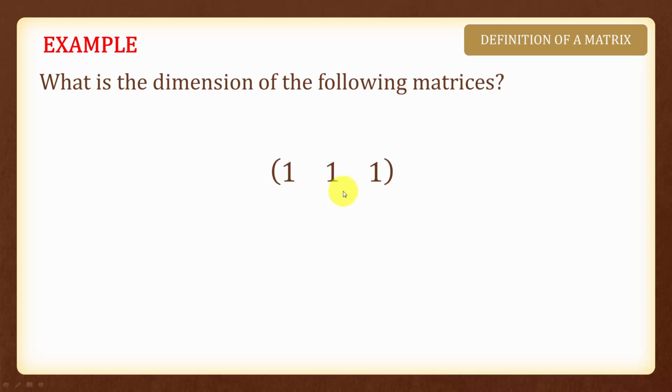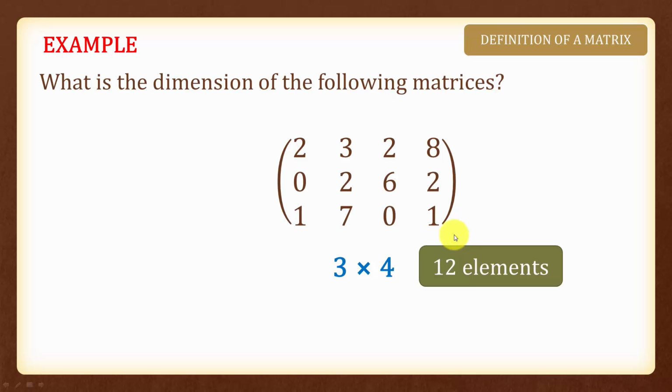This matrix has the dimension of 1 by 3. And this matrix here has the dimension of 3 rows by 1 column, 3 by 1. Do you notice that if you multiply the rows and the columns, you get the number of elements?